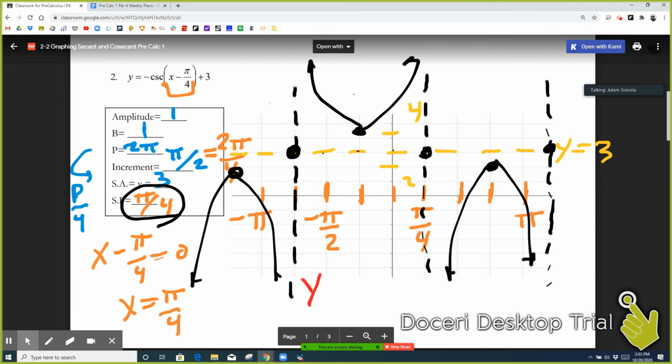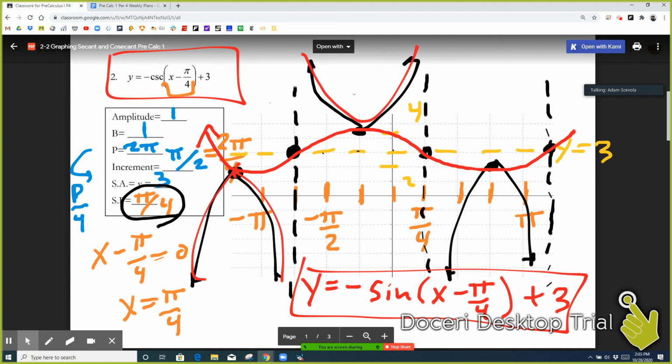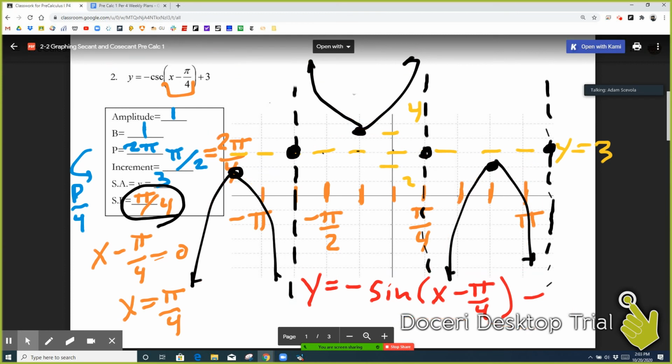let's see what y equals negative the sine of x minus pi over 4 plus 3 would look like. All right, so this is very similar to this. The only difference is cosecant versus sine. But if everything else is the same, if I was graphing sine in red, it would just look like this. So sometimes you can actually just graph sine first as a guide, and then just add these parts at the end if you're doing cosecant. All right, but ultimately, if you're doing cosecant, all you have to do is what's in black here. And that's it.